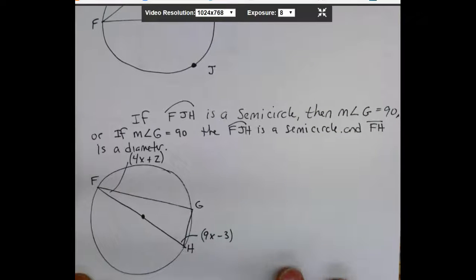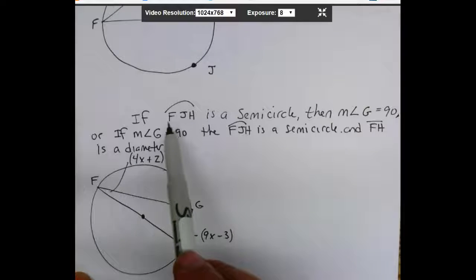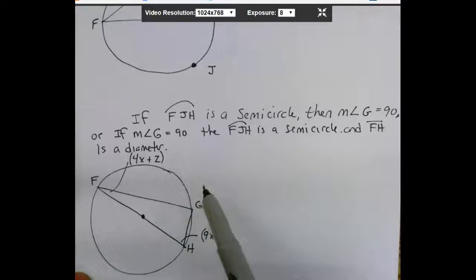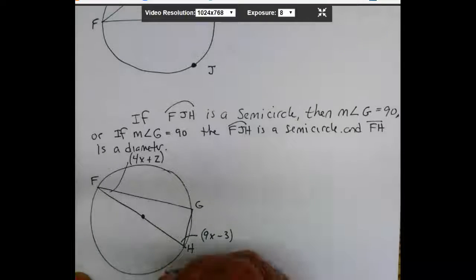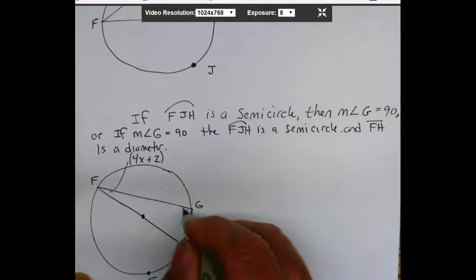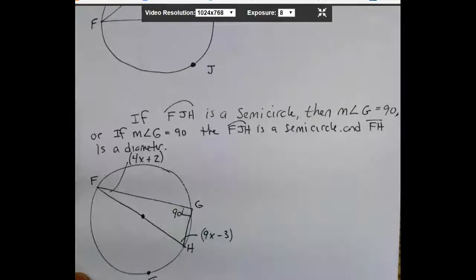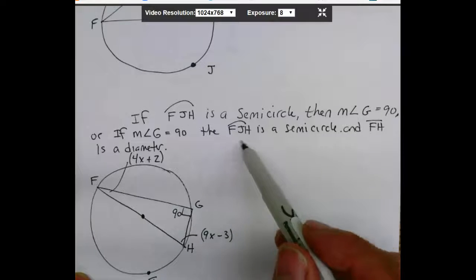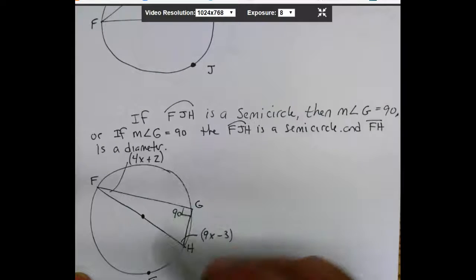So this one here says, we have this little circle here, we have this inscribed angle, and again it's right on that center point, the diameter. So this one says if FJH, that would be, where's J? Let's put J down here. FJH, right there, is a semicircle, so it's cutting in half, then the measure of angle G equals 90, right? So this must be a 90 right here. Or if the measure of angle G is 90, then FJH is a semicircle. So we're kind of looking at this, right?